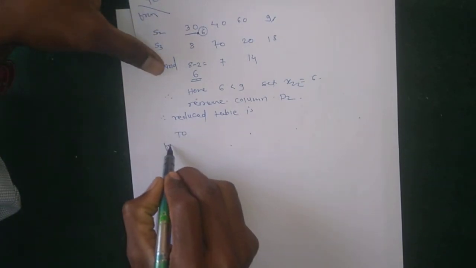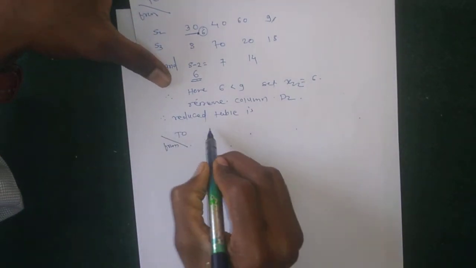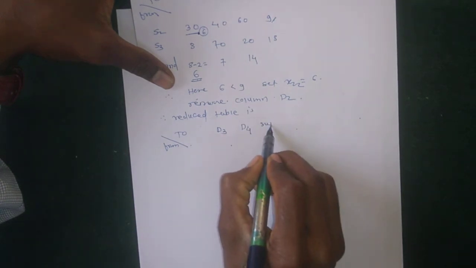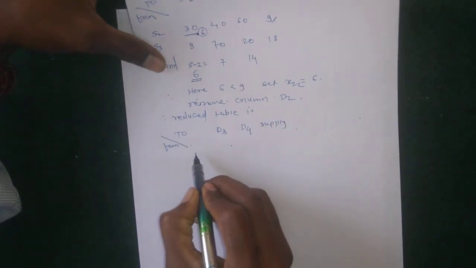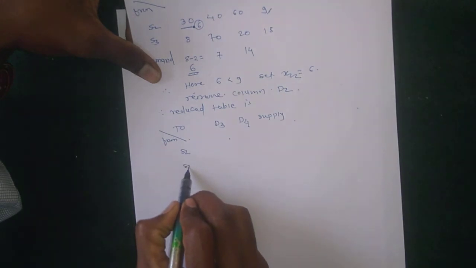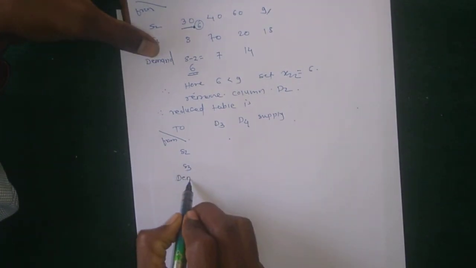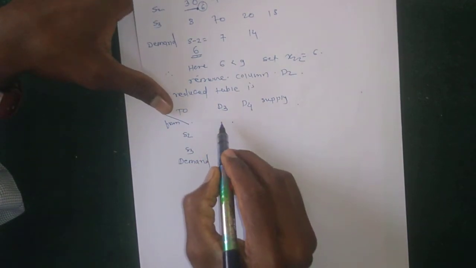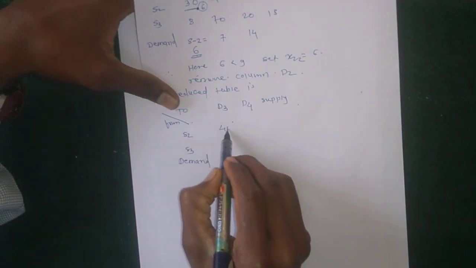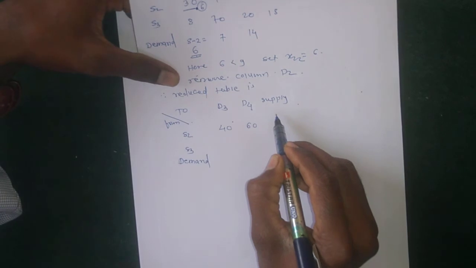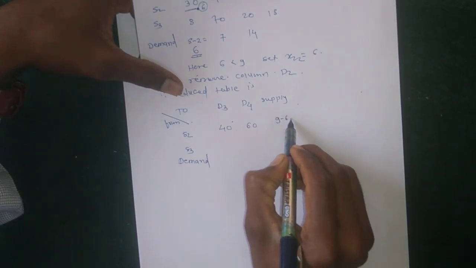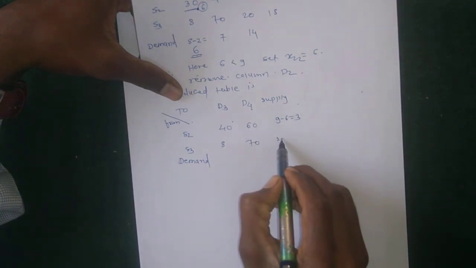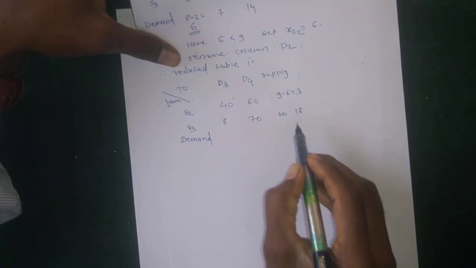Here only D3 and D4 remain, with S2 and S3 as they are. The D3 costs are 40 and 60. The remaining supply is 9 minus 6, which equals 3. Then 8, 70, 20 and 18 as they are.